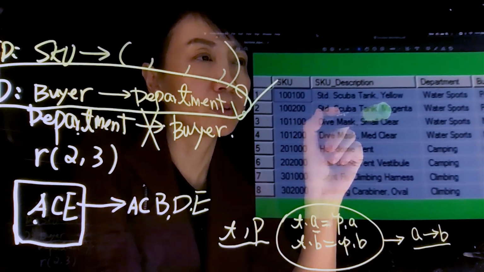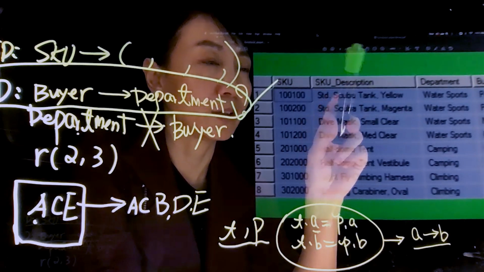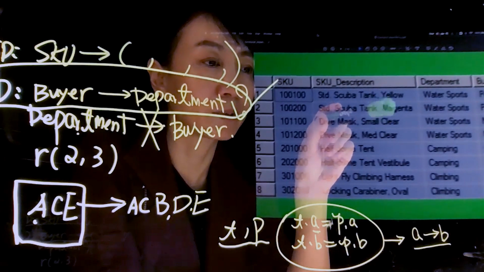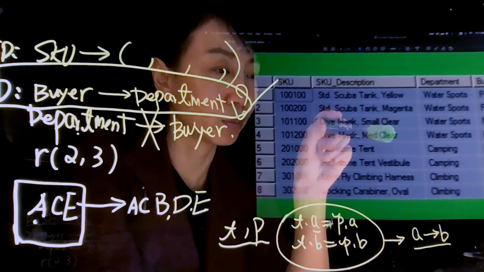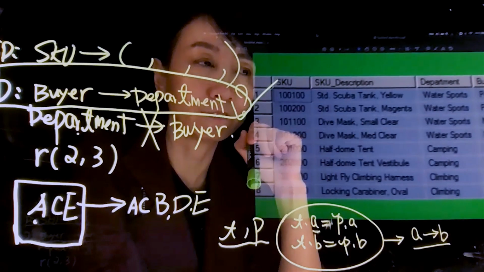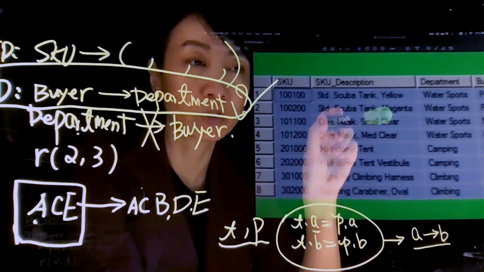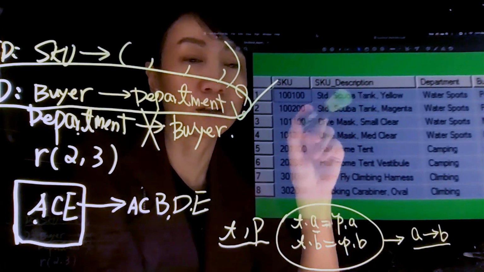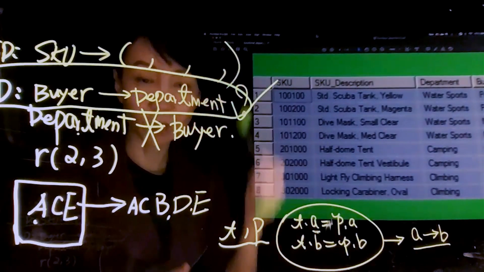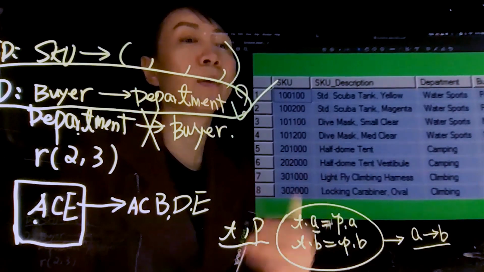Okay. And let's see, skill description. Can skill description determine anything else? So let's check. Do we have any two rows that have the same skill description? No. For these sample rows, we don't have. It looks like the skill description is also unique, just like the skill number. Then in that case, the skill description may also determine skill, department, and bio.